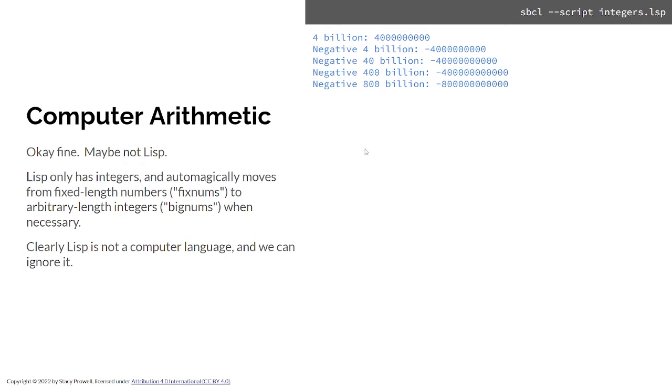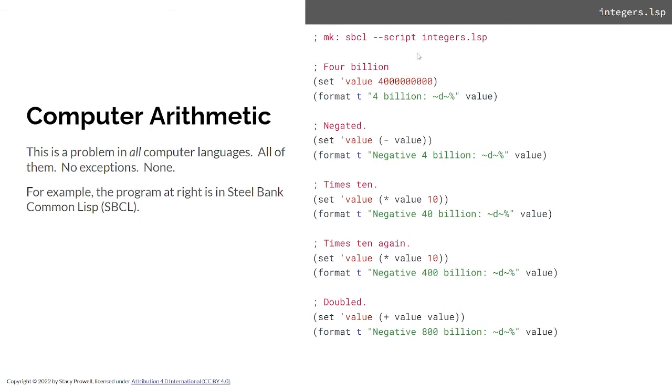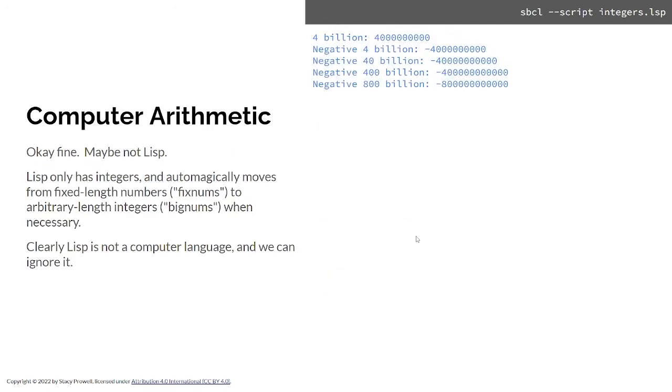What's happening in Lisp is a little bit funny. Lisp only has integers. You see, nothing back here ever told it this is 32 bits, because Lisp figures out how many bits you need to hold something, and it automatically promotes you to a higher type when you need to. It has fixed length numbers, called fixnums in the Lisp lingo, and it can promote those to arbitrary length integers or bignums whenever necessary, and it just starts taking up more and more of your computer memory to hold this bigger and bigger number. So we can conclude that because we got this answer and not the crazy answer, Lisp is not a computer language, and therefore we can ignore it.